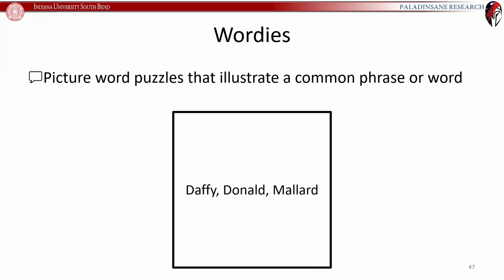So this is the example. We got Daffy, Donald, and Mallard. So we have 3 ducks. We got Daffy Duck, Donald Duck, and a mallard is a duck. We got 3 ducks. They are all in a row. So this is the phrase ducks in a row, as in get your ducks in a row.